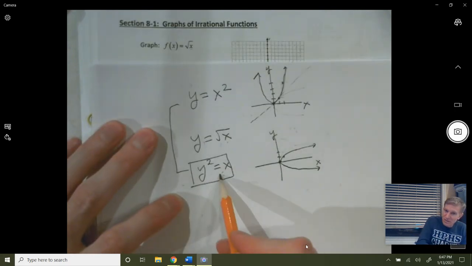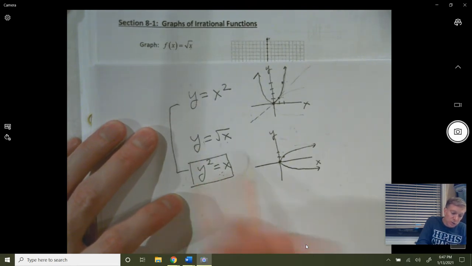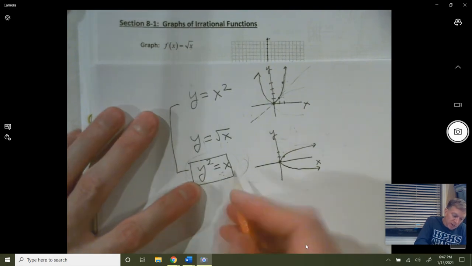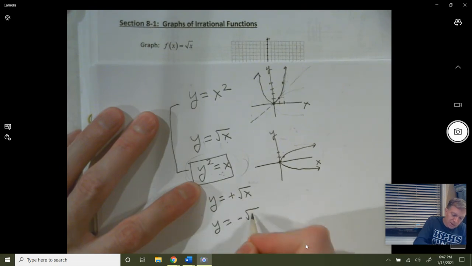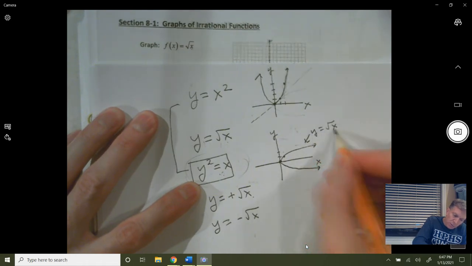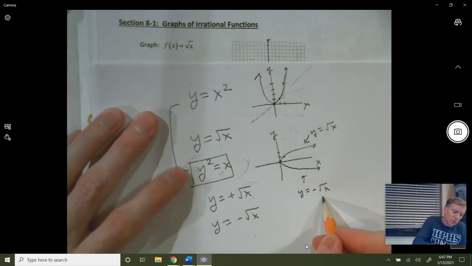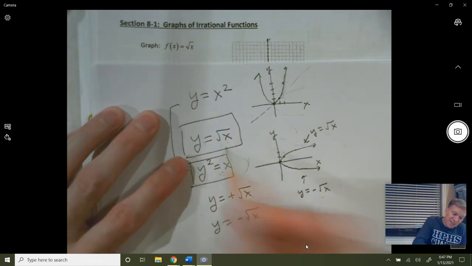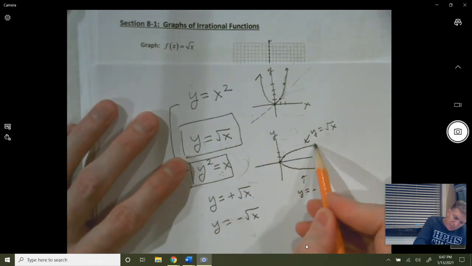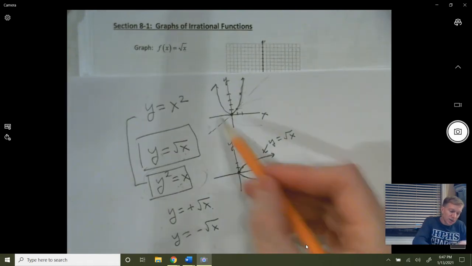This thing's not a function, so we can't write it in terms of y in function notation where the y is by itself, where we can do this whole thing at once. If we wanted to take the square root of both sides, we'd have to do y equals positive square root of x and y equals negative square root of x. The y equals positive square root of x is this part. The y equals negative square root of x is this part. Okay, so when we graph this function, y equals square root of x, it's just the top part of the sideways parabola.